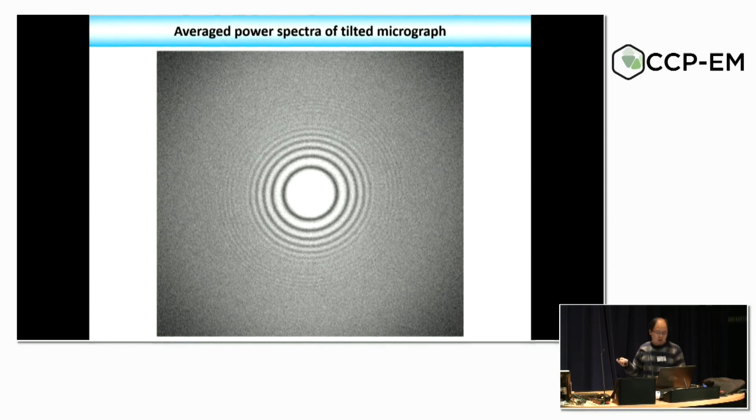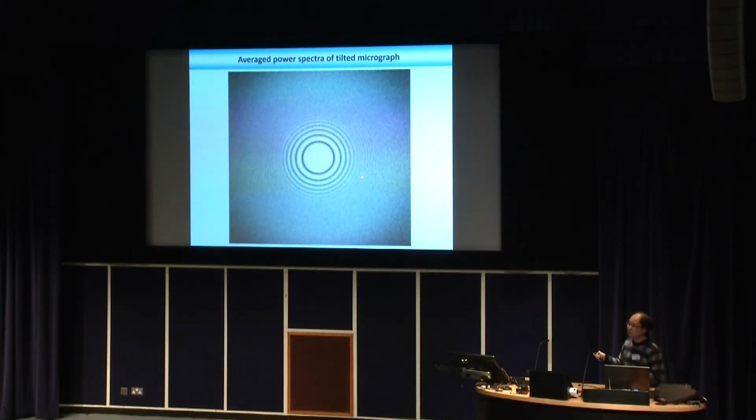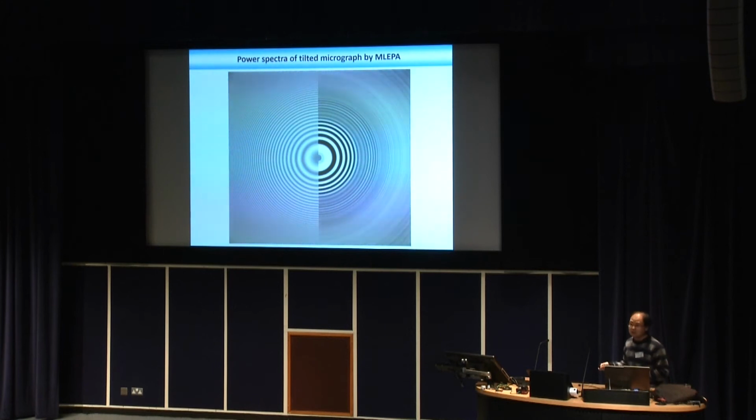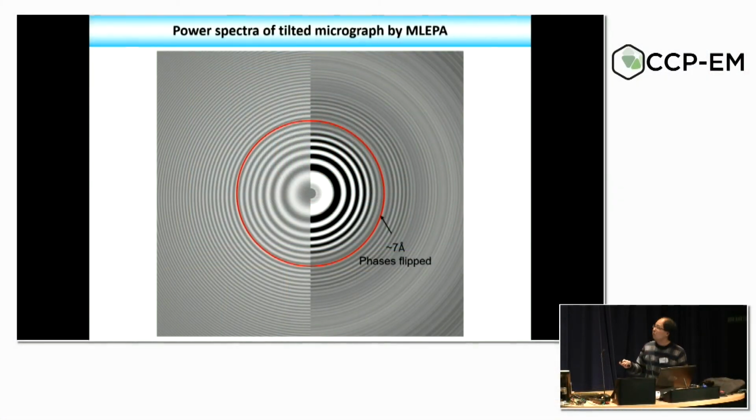So this is an average power spectrum of the tilted micrograph. You can see very nice Thon rings at the low frequency, but at the high frequency, it looks quite weird. You can see that there are some missing rings here, and then you see these rings again. What does it mean? If you do the general maximum likelihood equal phase averaging, you see it's weird here. And actually, that's because beyond this frequency, the phases are already flipped.